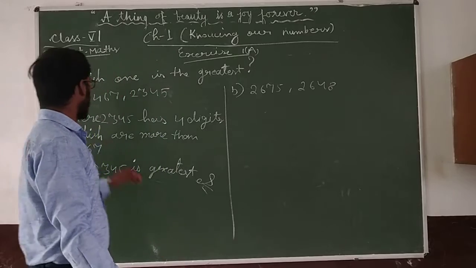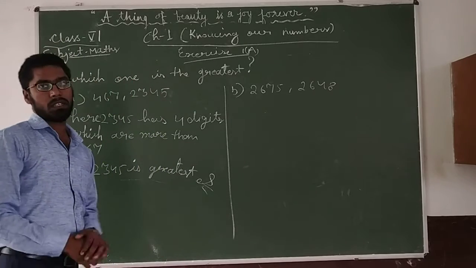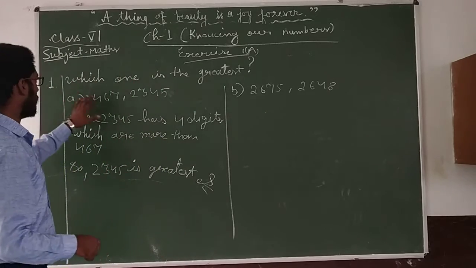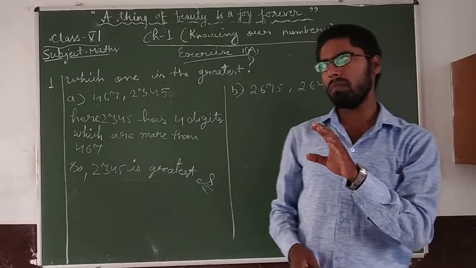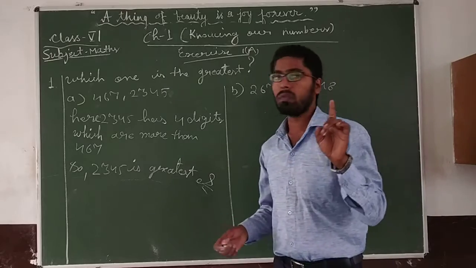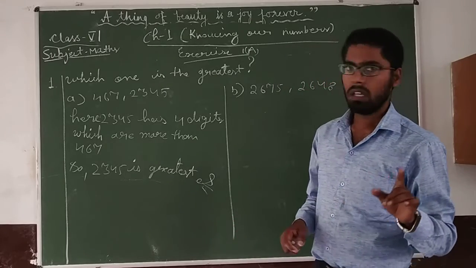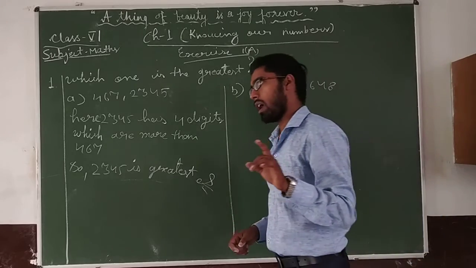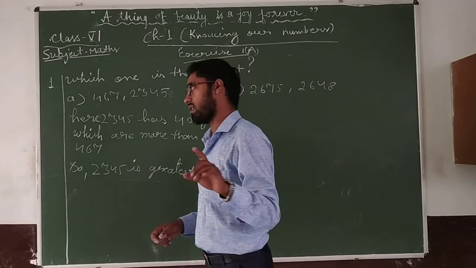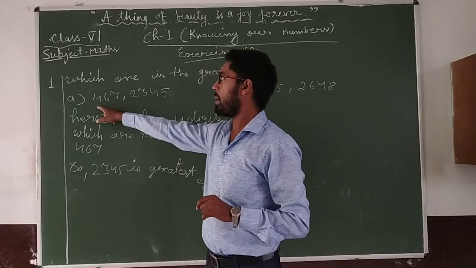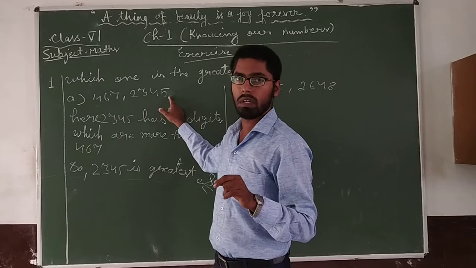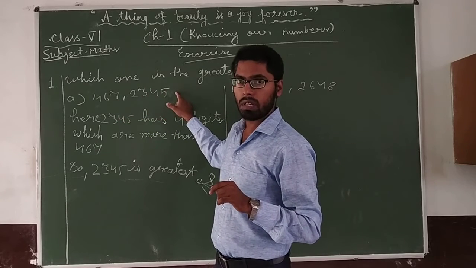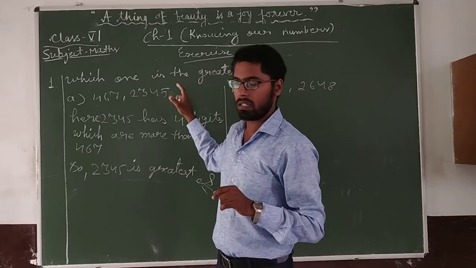Exercise 1A, question number 1: which one is the greatest? Two numbers are given here. There are certain rules for comparing numbers. First rule is counting the number of digits. If the number of digits is higher, then that number is greatest. Here the number of digits are 1, 2, 3. Three digits are here, and here 1, 2, 3, 4. Here the number of digits is 4. It means this number is greatest.